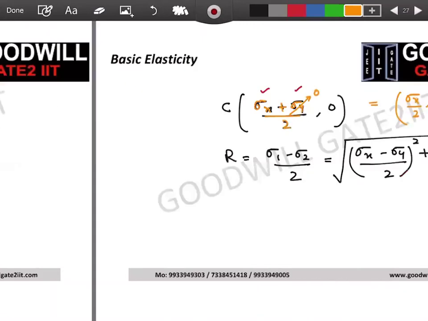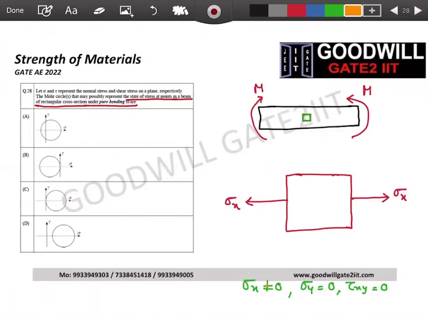Now, guys, sigma x is non-zero. That means your circle can be on the left-hand side or on the right-hand side. Now, the mistake you people have done, Divya, Dev, Rohit, all of you, is that this normal stress can be positive or negative. It depends upon what kind of moment you are applying or where the state of stress is taken. You will learn this later, that in bending, this is the neutral axis. And when you bend this beam, this beam will become something like this.